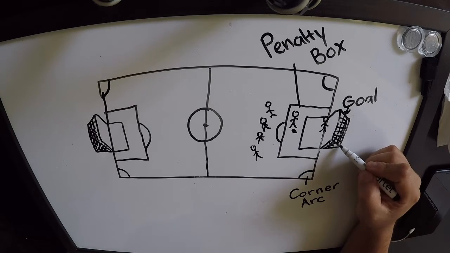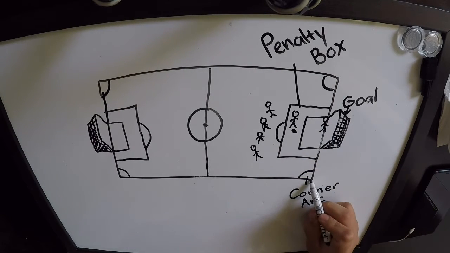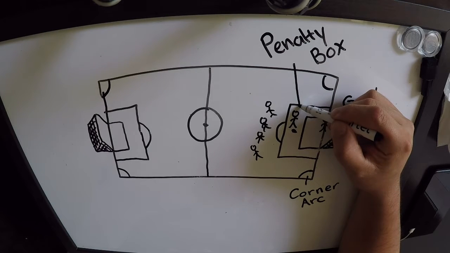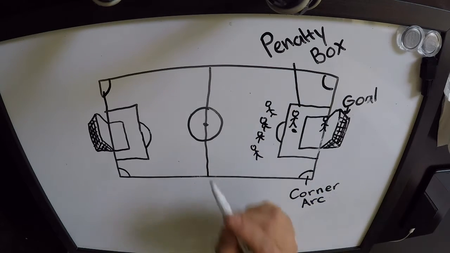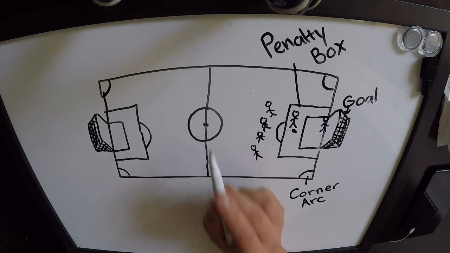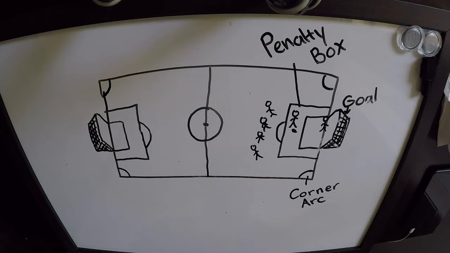So we have the goals. We have the corner arcs. We have the penalty box. And we have the center spot where we start the game. Okay, those are the main parts of a soccer field.